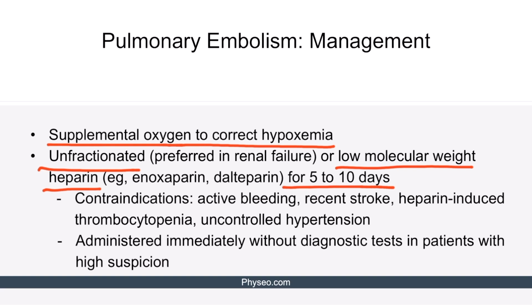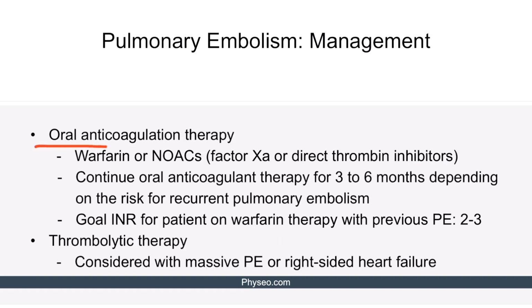Contraindications for anticoagulation therapy include active bleeding, recent stroke, heparin-induced thrombocytopenia, and uncontrolled hypertension, to name a few. Heparin can be administered immediately without diagnostic tests in patients with high suspicion of pulmonary embolism. Oral anticoagulation therapy should also be initiated with either warfarin or novel oral anticoagulants, such as factor Xa inhibitors and direct thrombin inhibitors. Factor Xa inhibitors include apixaban, rivaroxaban, and edoxaban, while direct thrombin inhibitors include bivalirudin, argatroban, and dabigatran.